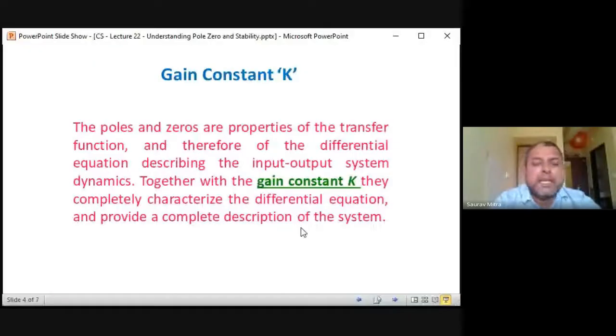The gain k can completely characterize the differential equation and provide the complete description of the system. What is meant by a complete description of the system? It is nothing but the response of the system in time domain. It is the stability analysis. It is the pole and zero. It is the characteristic equation. So these are called the system's complete description.